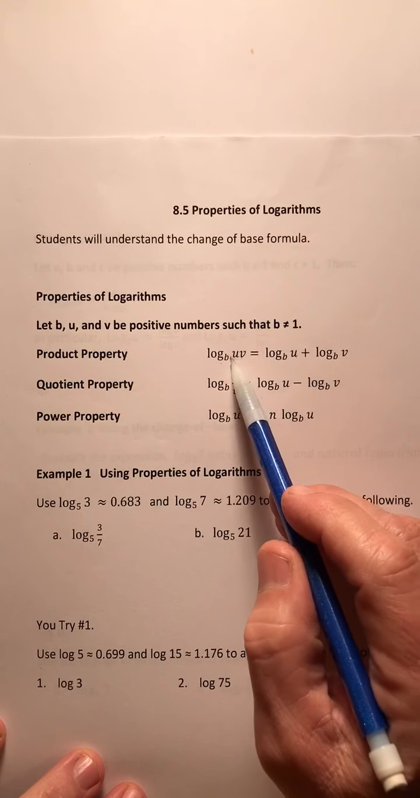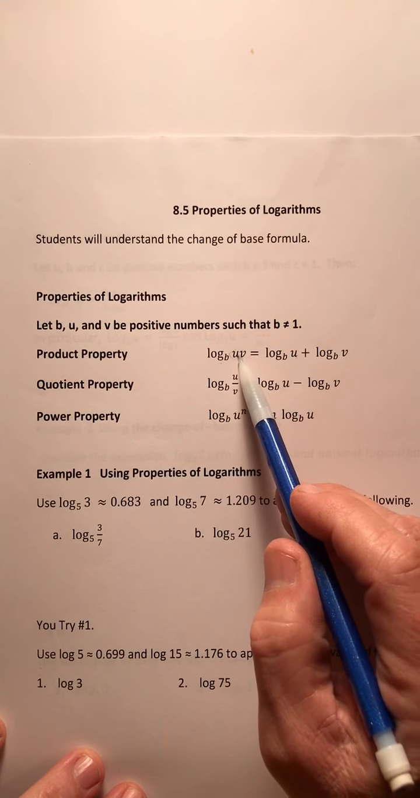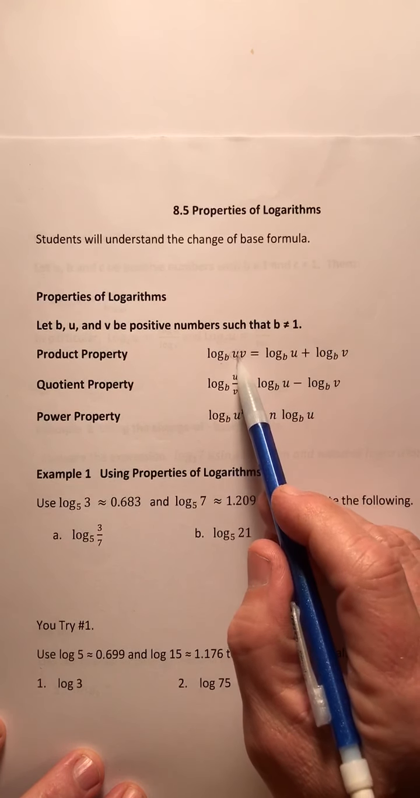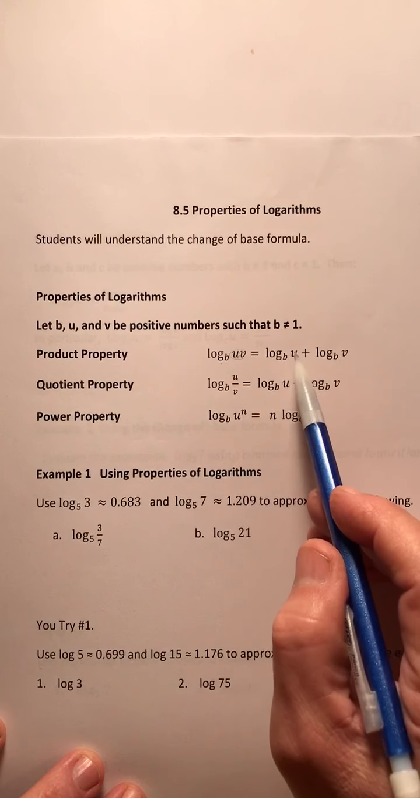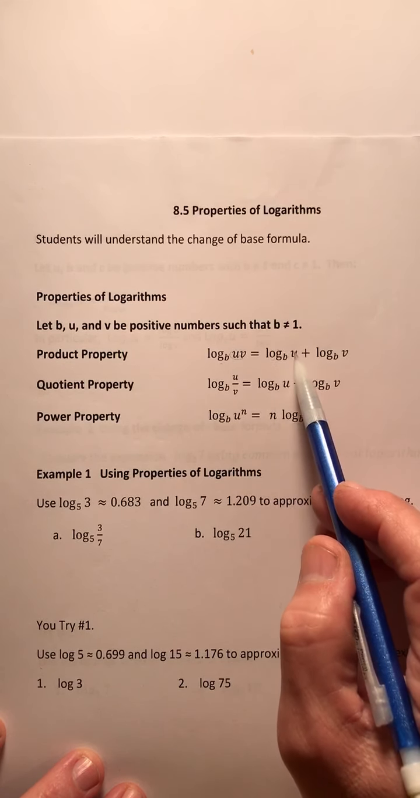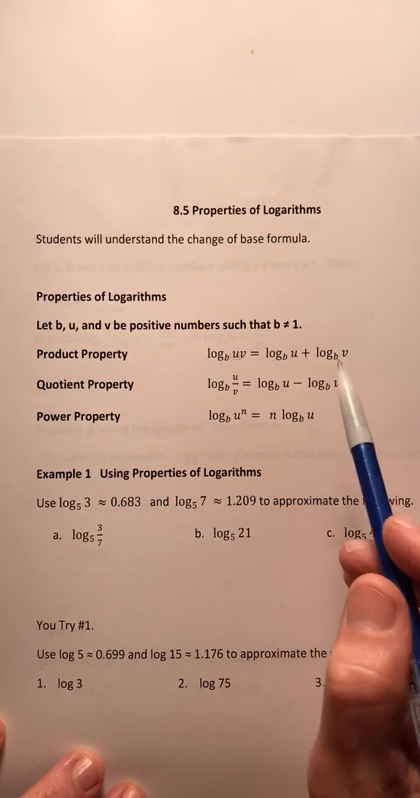Now, we use this when we have a number that maybe we can break up into two different parts, and you're going to see an example of that. But just know that you change the multiplication into each having their own log, whatever the base is, and then separate them, and then just add them.